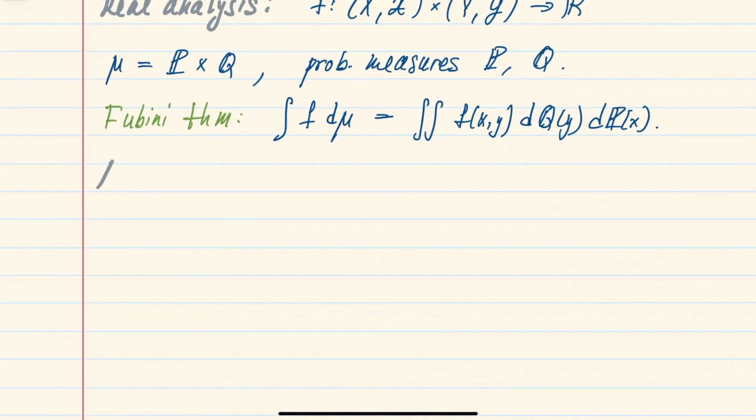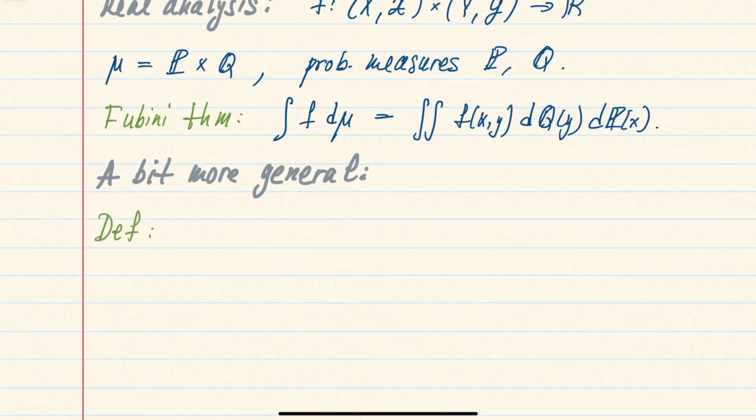So let's mention a bit more general setup, where instead of defining a product measure, you consider some transition kernel, and you define the measure on the product space with respect to this transition kernel. The definition of the transition kernel is basically it replaces this measure q on the second coordinate by a family of measures q that also depends on the first coordinate x.